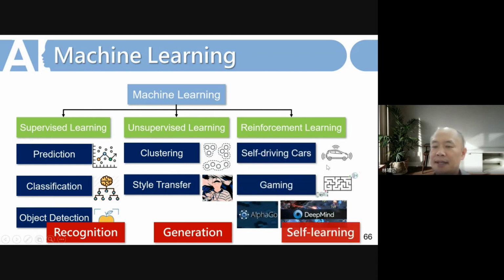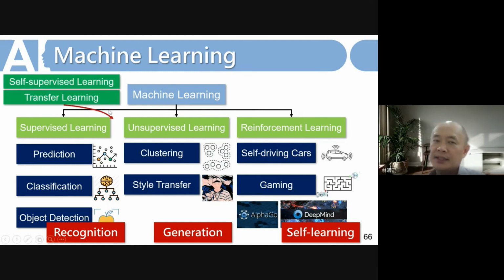It's learning by itself. Actually, it's a model learning in an environment you create for it. It can be applied to self-driving cars and to gaming models, such as AlphaGo and DeepMind, which are trained using reinforcement learning. So actually, model training and learning are more important than modeling.